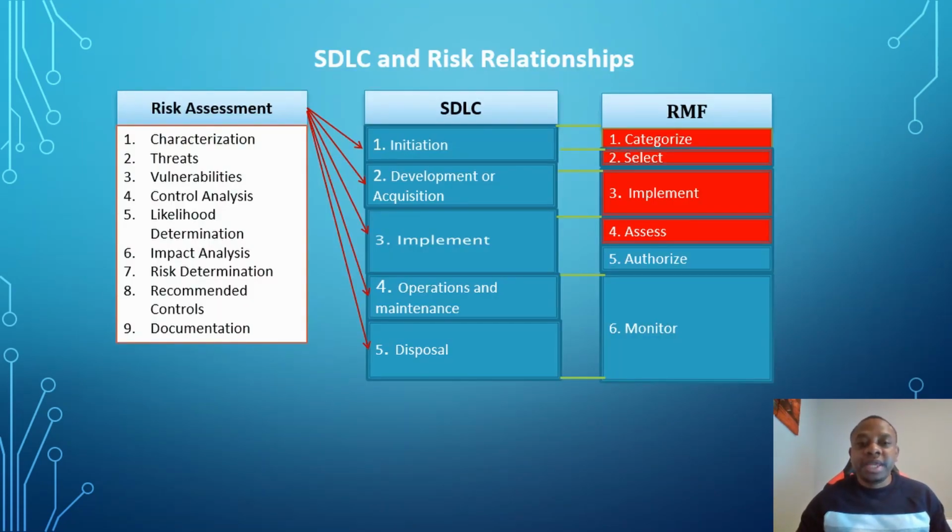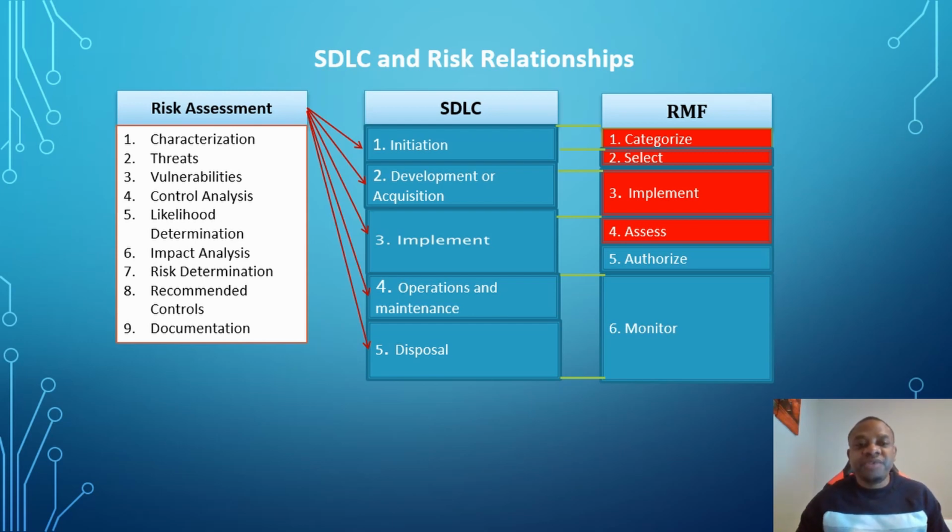We'll be looking at the SDLC and the risk relationships. Now, the diagram right here shows us the risk assessment to the left, the SDLC in the middle, and the RMF to the right. The risk assessment has 9 steps: the characterization, the threats, the vulnerabilities, control analysis, likelihood determination, impact analysis, risk determination, recommended controls, and documentation.